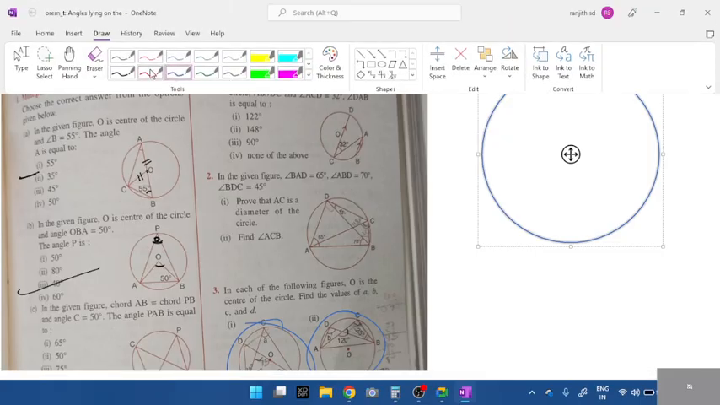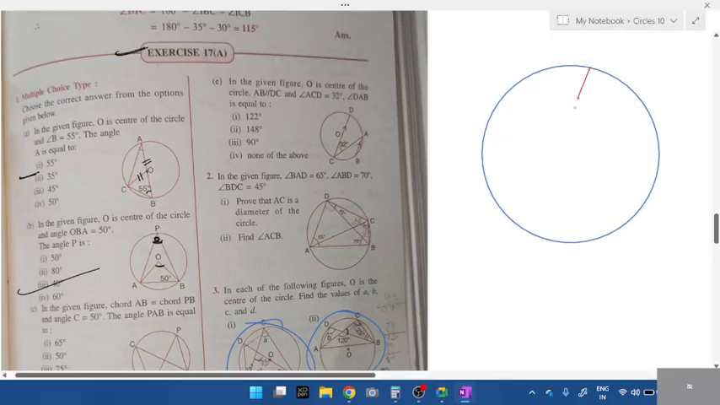Is any center given? Why not? O is the center. If O is the center, what is that line? Yes, diameter. So that line and the parallel symbol are given. Try this question. Parallel symbol. They've asked us to find what? DAB.